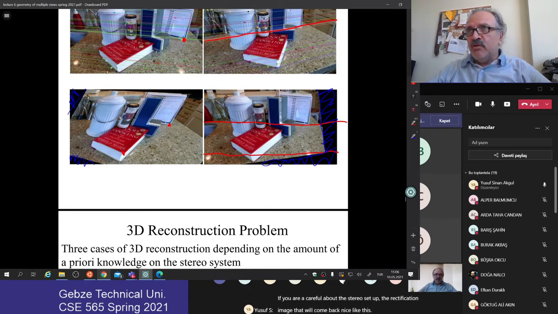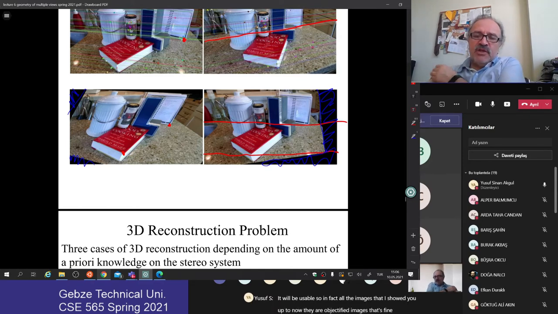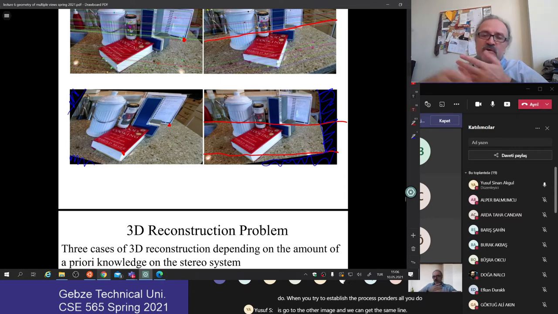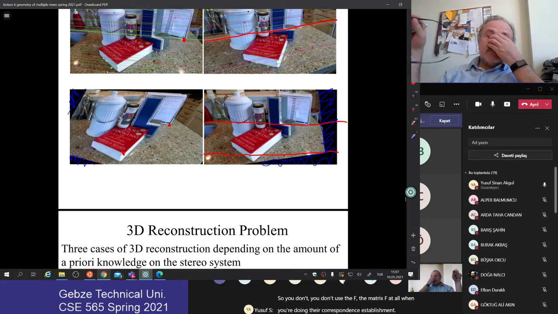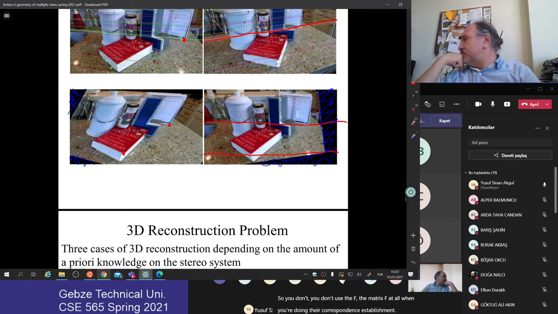So in fact, all the images that I showed you up to now are all rectified images. That's why when you try to establish the correspondence, all you do is go to the other image and look at the same line. So you don't use the matrix F at all when you're doing the correspondence establishment. Okay, any questions so far?